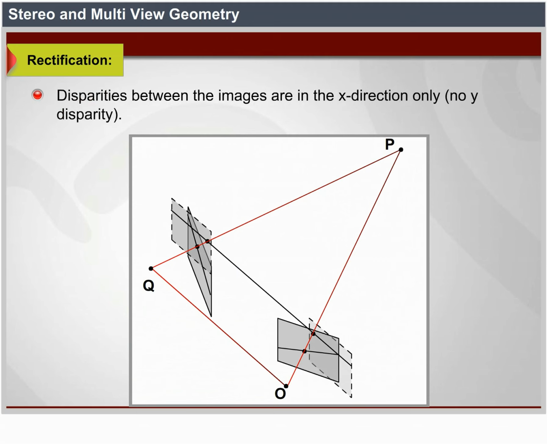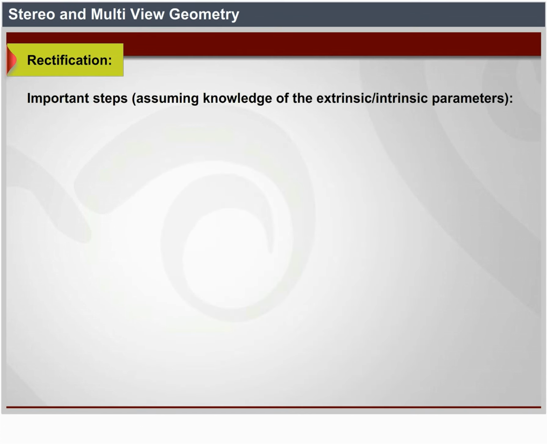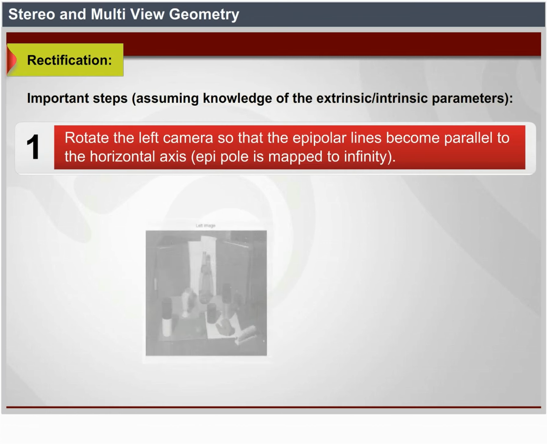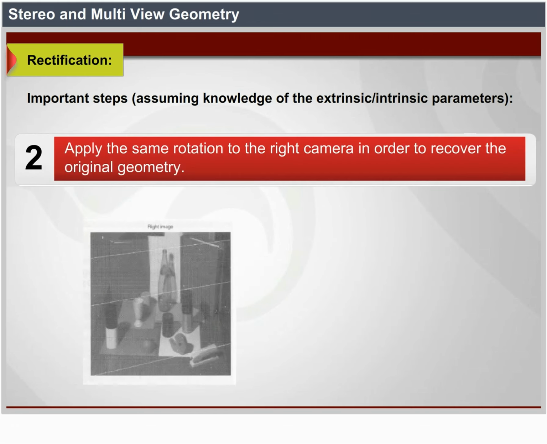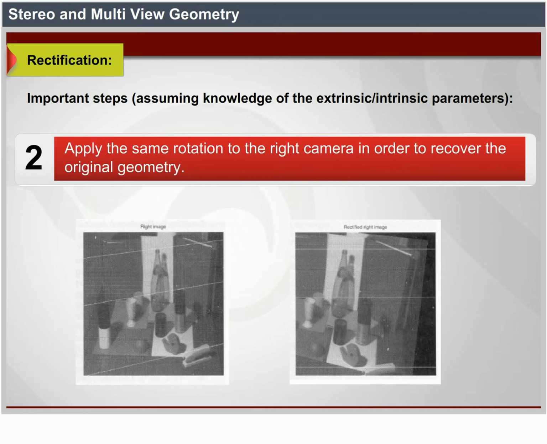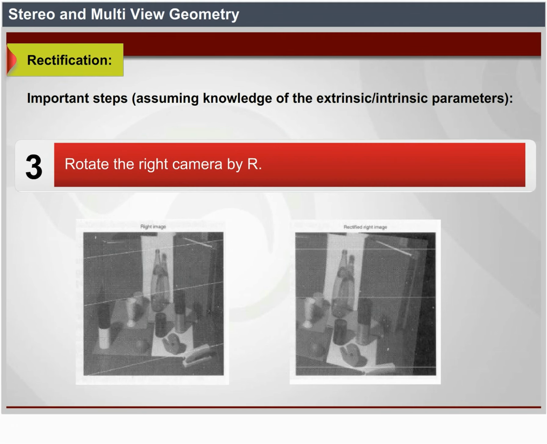Main steps, assuming knowledge of the extrinsic and intrinsic parameters. Rotate the left camera so that the epipolar lines become parallel to the horizontal axis; the epipole is mapped to infinity. Apply the same rotation to the right camera to recover the original geometry. Rotate the right camera by R. Let's consider step 1; the rest are straightforward.